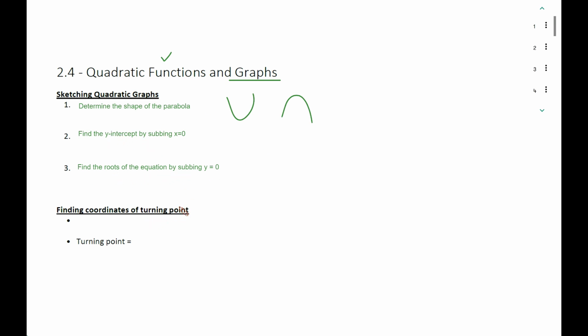To find the coordinates of the turning point, we can complete the square. We can complete the square into the form a(x plus or minus b) squared plus c, where the turning point is essentially minus b and the c term. So it's the opposite of whatever is in the bracket, and take the c as it is. So plus b means minus b, plus c means plus c. All right, so we complete the square.